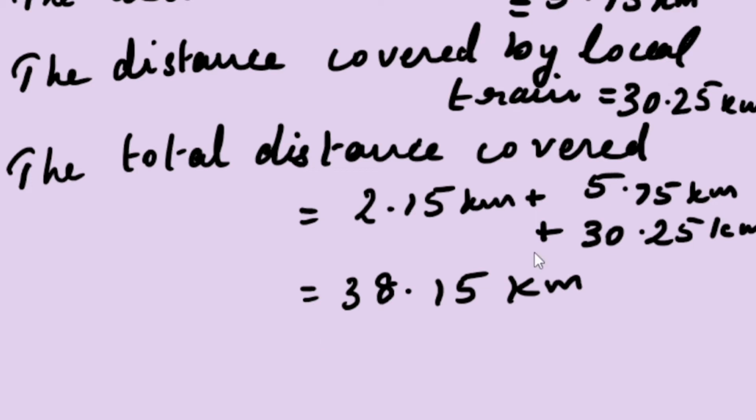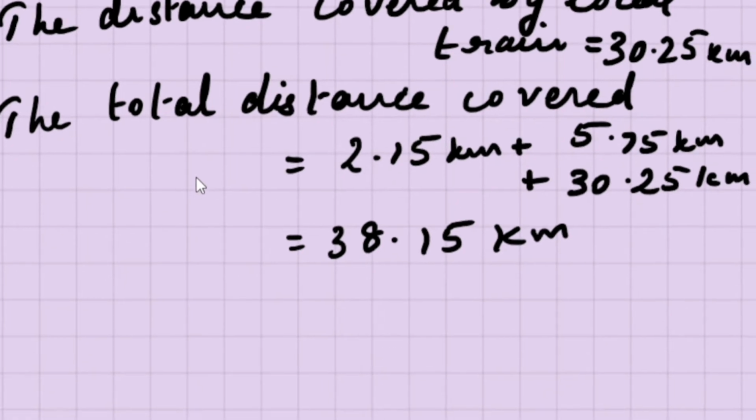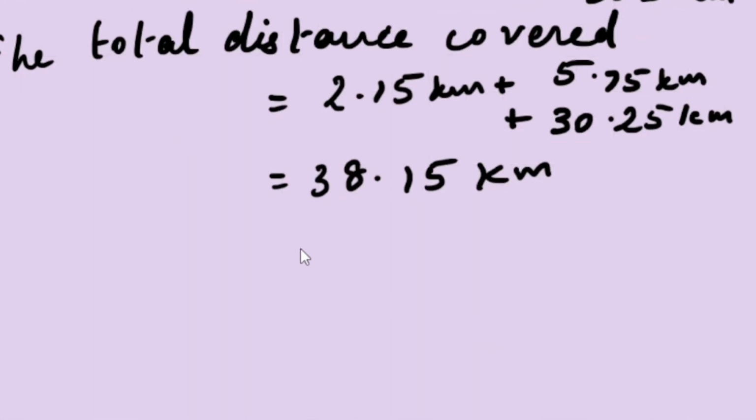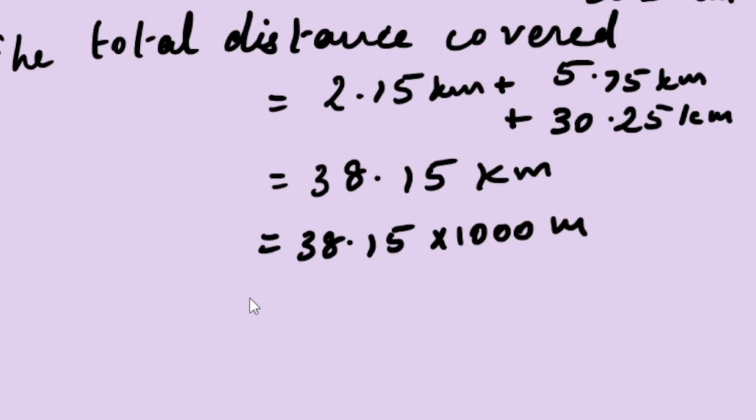How to convert kilometer into meter? Multiply by 1000. So this will be equal to 38.15 into 1000 meter. That's equal to 38,150 meters. That is the distance covered.